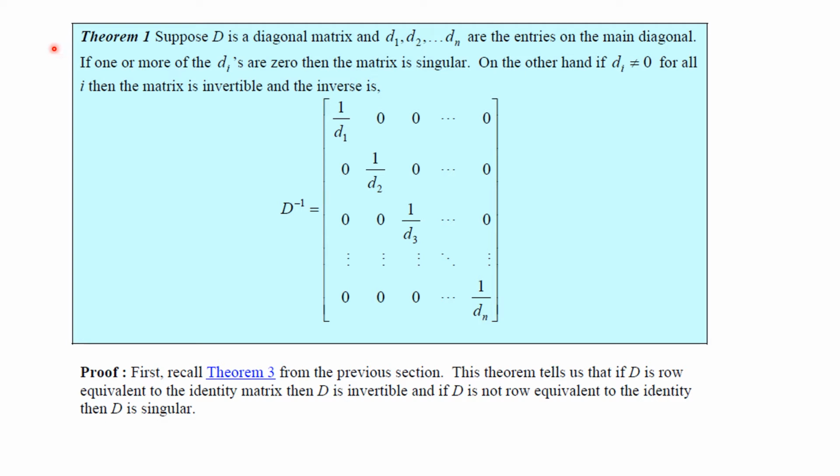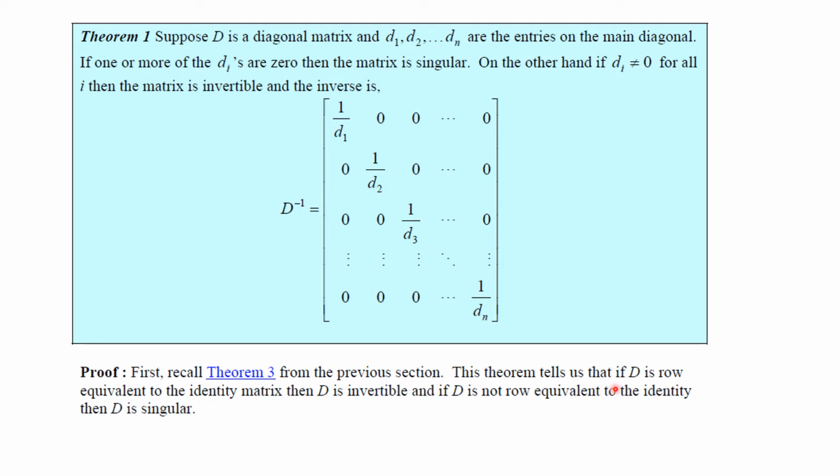So here's a theorem. Suppose that D is a diagonal matrix and d_1 through d_n are the entries on the main diagonal. If one or more of the d_i's are zero, then the matrix is singular. That means there is no inverse. If, on the other hand, none of the d_i's are zero, then the matrix is invertible, and the inverse is 1 over d_1, 1 over d_2, 1 over d_3, all the way down to 1 over d_n, and zeros off that. Let's look at the proof of this.